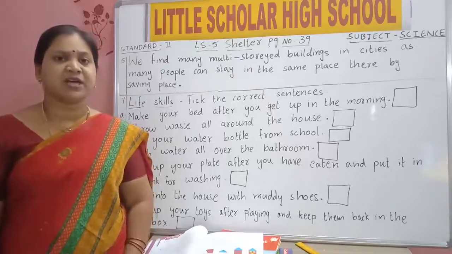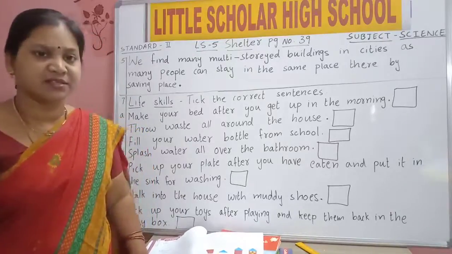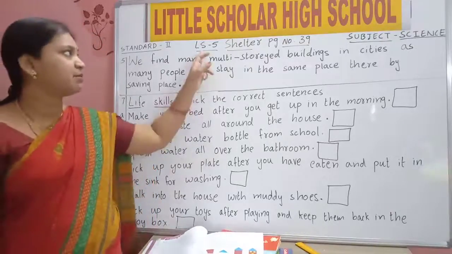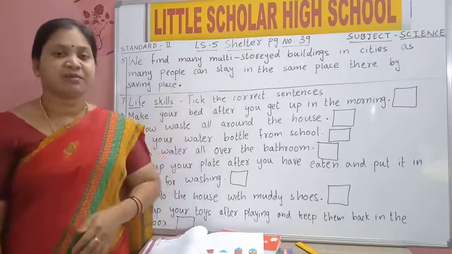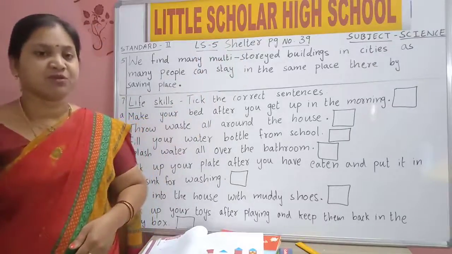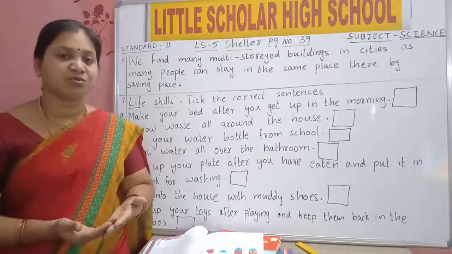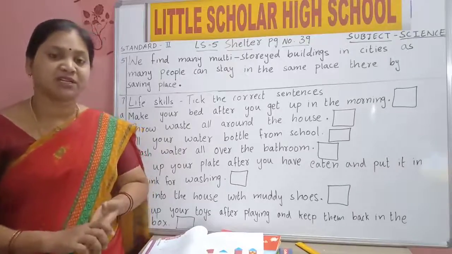Myself Mrs. Nazrina taking Standard 2 Subject Science. We are in lesson number 5 Shelter. Yes, different types of houses and what things are used to make houses. Yes, how many types of houses have we learned in this lesson?